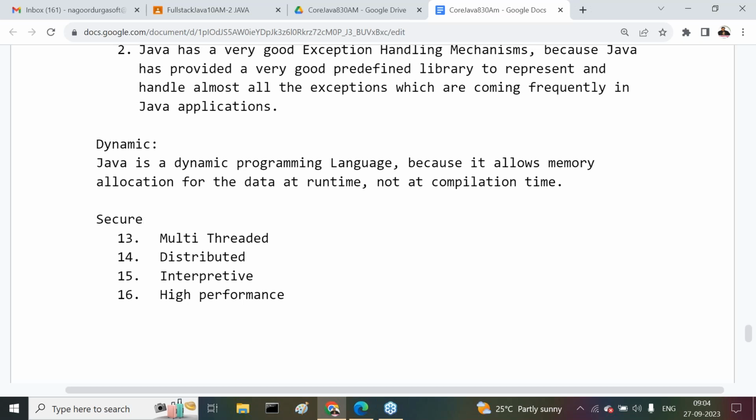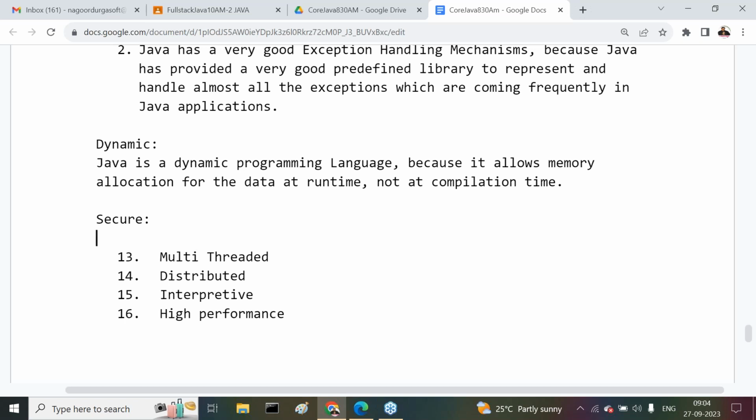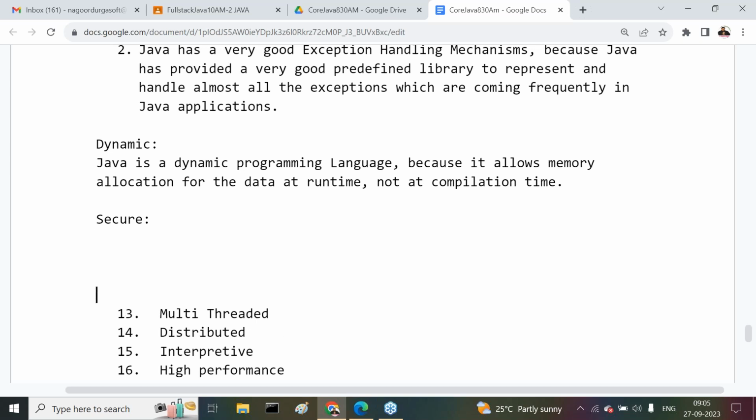Next one is the secure programming language. Guys, everybody try to understand it. What is the meaning of a secure programming language? What's your understanding about it? Or before that, when is a programming language a secure programming language? Now I'm giving clarity for you. If any programming language is providing security at all possible cases of the applications, then that programming language is a secure programming language.